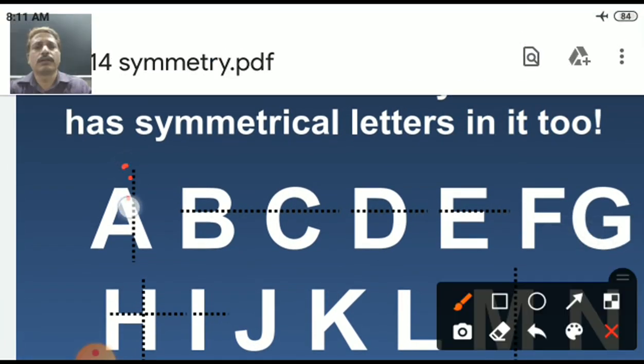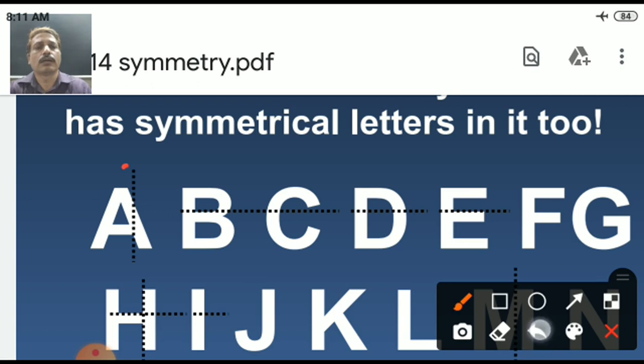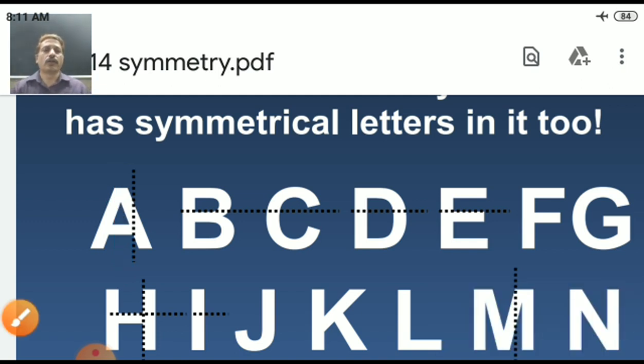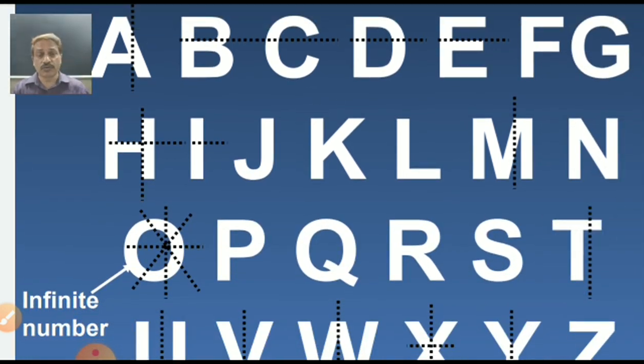See, A is a little bit far away. Student, actually the line will come here, exactly in the middle. Yes, it will come from the middle. Exactly. So the black line is a little bit far away. Good. You got the idea. B folded. C, D, E. F has no line of symmetry. G also not. H has both. I has only horizontal. M has vertical. O has an infinite number. Circle.